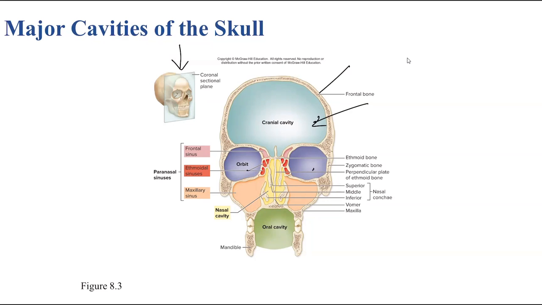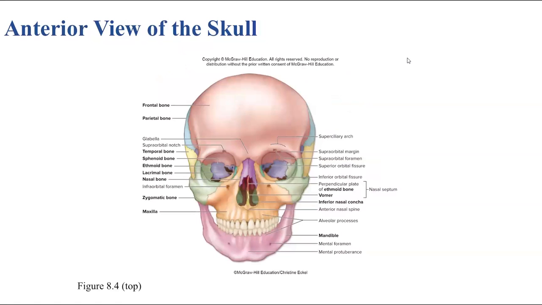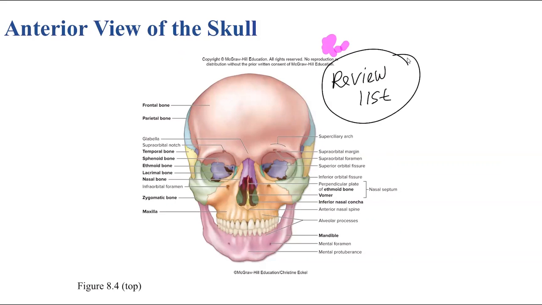Okay, so now in the nose, well, hold on, we'll keep going here. Okay, so if we look at the front of the skull, now you don't have to know everything on here. So look at the review list that I gave you, because it narrows it down. The review list is to help you focus on what you need to know. There's more in the book than you actually need to know.